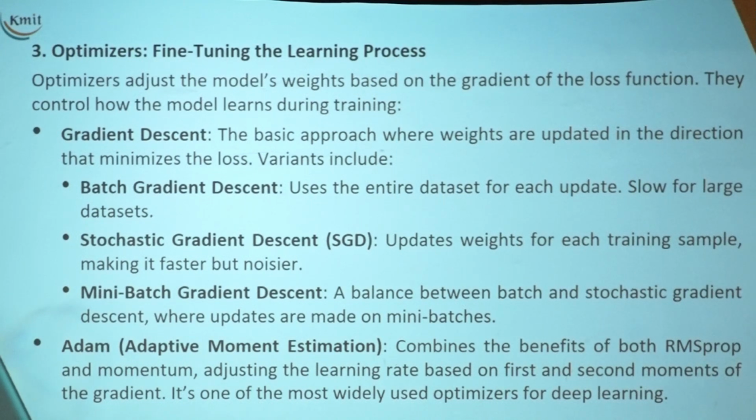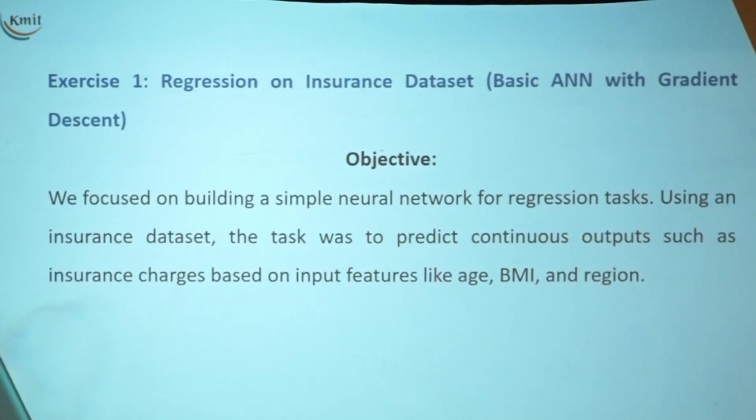So we have seen two major types of optimizers: gradient descent and Adam. In gradient descent we have three types. What are they? Batch, stochastic, and mini-batch. Then we have seen another type of optimizer, which is called Adam. What does Adam stand for? Adaptive momentum based optimizer. So we have seen all this in the theoretical concepts which we have discussed so far.